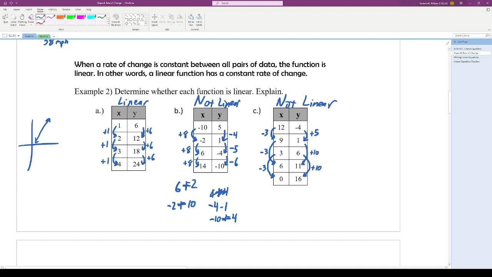So we need to check as many as it takes to find two that don't match, because we could have some of them match and some of them not. So you see, if we'd only checked 9 down to 6 and 3 down to 0, we would have seen a change of 10 for both of those. So for that part of our graph, it is linear, but the entire thing throughout is not linear.